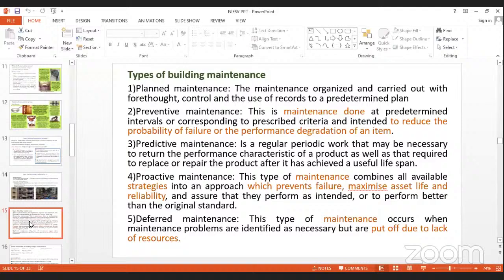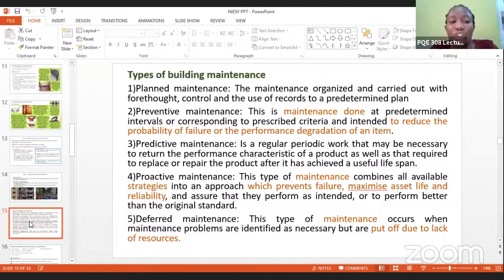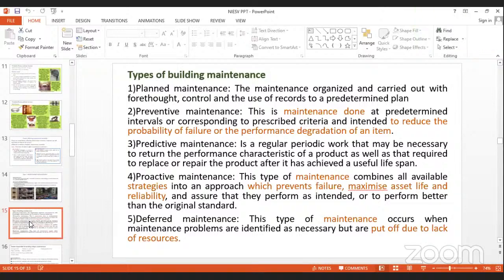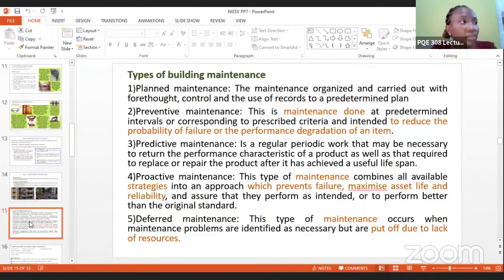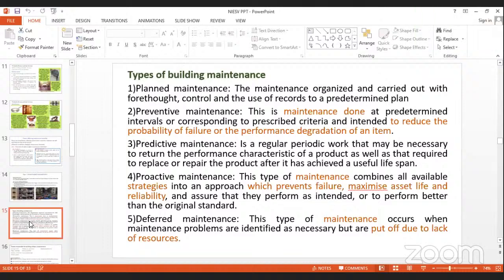Thank you. So the preventive maintenance is maintenance done at predetermined intervals. Some people are joining us, and the background noise is affecting. So preventive maintenance, the maintenance done at predetermined intervals.